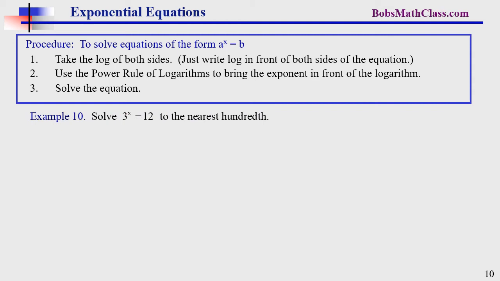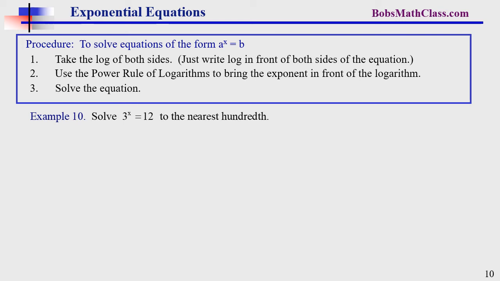All right, here's what we wanted to get to. To solve equations of the form a to the x equals b: number one, take the log of both sides. You just write log in front of both sides. Number two, we're going to use that power rule to bring the exponent in front of the logarithm. And number three, then we're going to solve it. That means get x by itself.